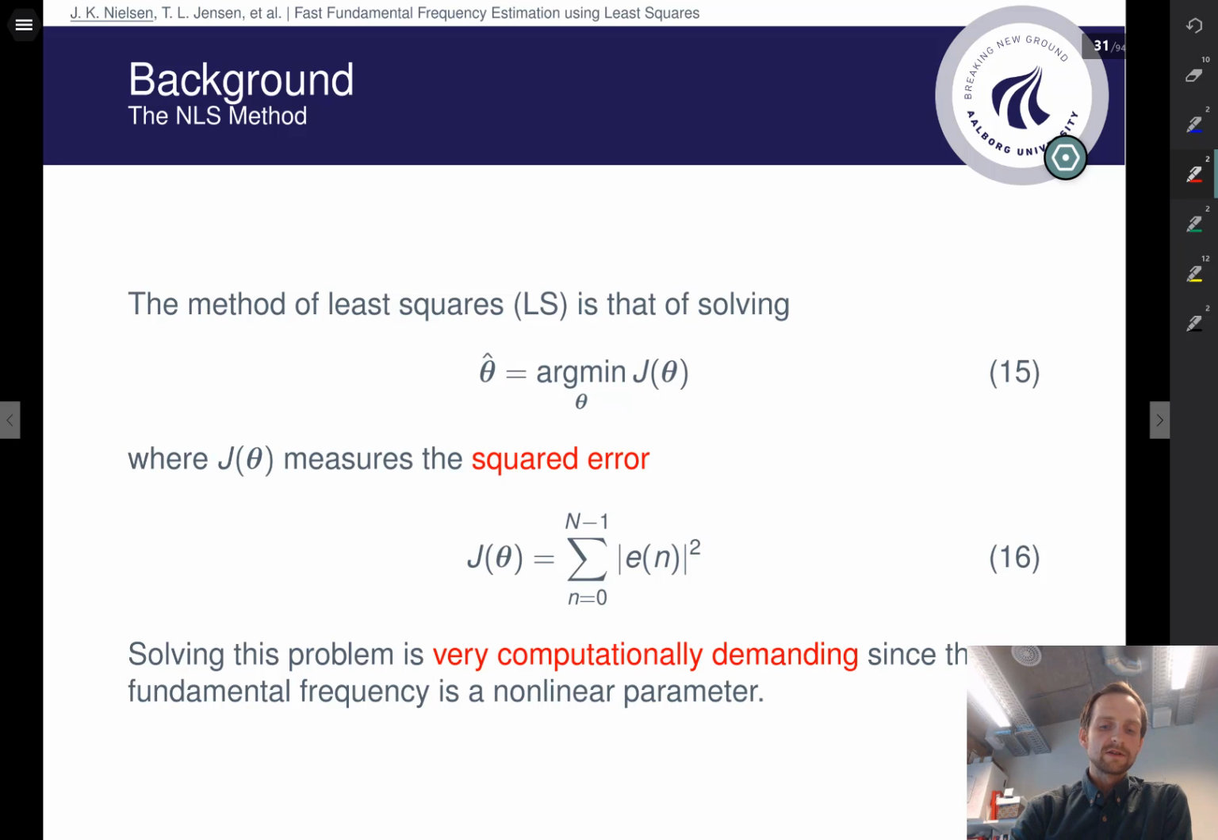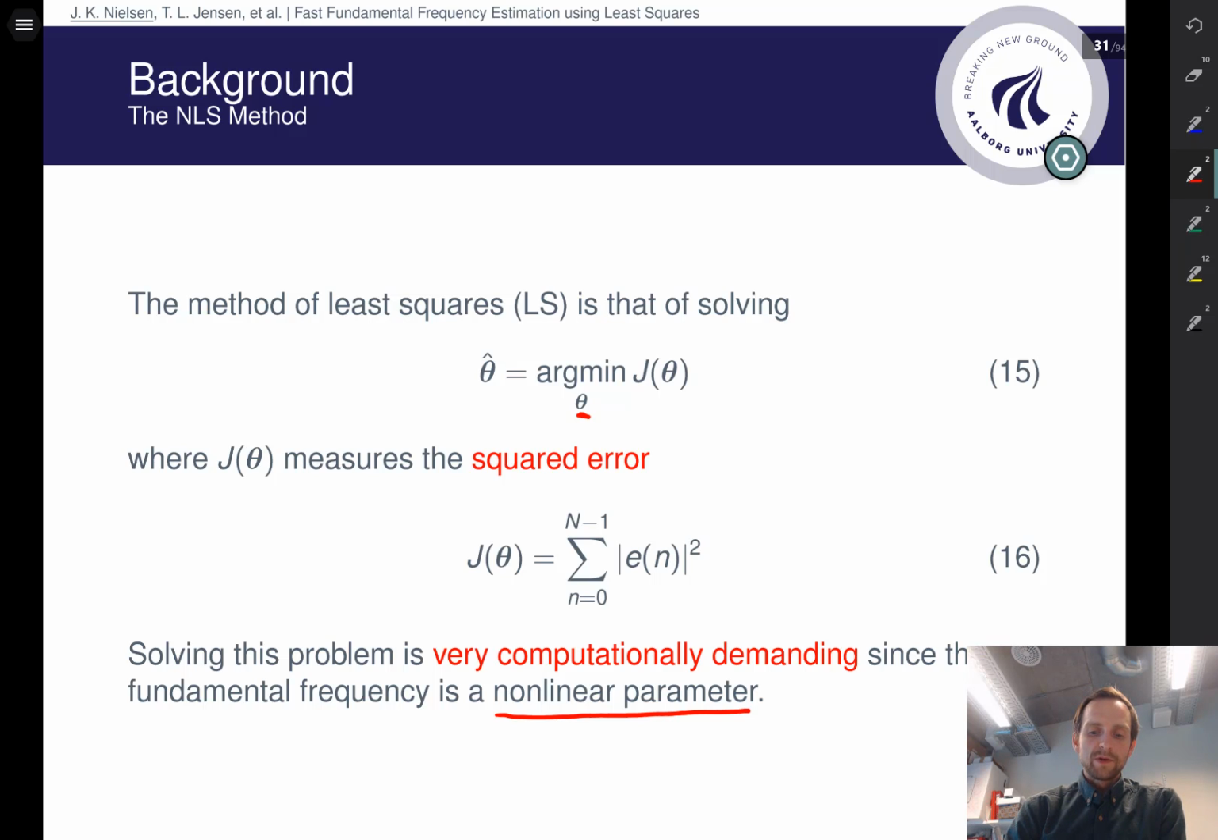We try out different thetas so that the objective will be minimized, and the objective is that we square all the errors and sum them. Unfortunately, it's not trivial to solve this problem because the fundamental frequency is a nonlinear parameter. We can formulate the problem so that the amplitudes and the phases can easily be found, but the fundamental frequency is quite difficult. This is the main reason why nonlinear least squares has not been used, because it has some very desirable properties in terms of estimation accuracy, but it's incredibly slow.